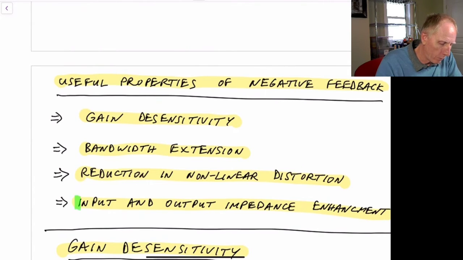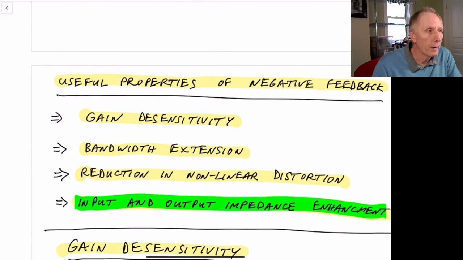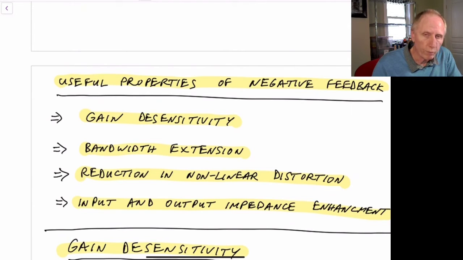And finally, we'll see that there's an input and output impedance enhancement. So it can reduce our output impedance, and it can also increase the input impedance, depending upon how we're using it. It can actually either increase or decrease the input impedance, and it can also increase or decrease the output impedance. But generally, it's in the direction that you'd like it to go. So for a voltage input amplifier, it would increase the input impedance, but for a current input amplifier, it would decrease the input impedance. So it helps you in both cases.